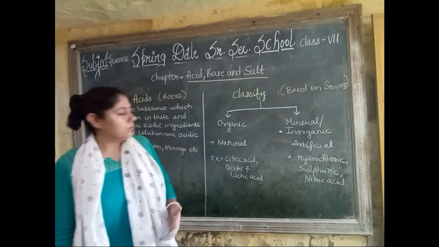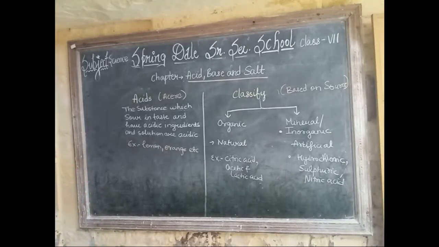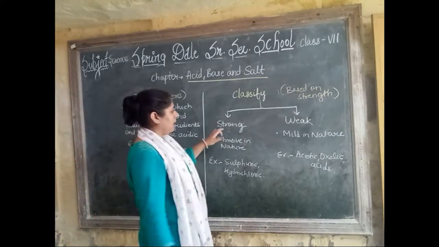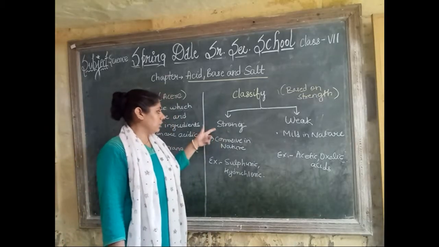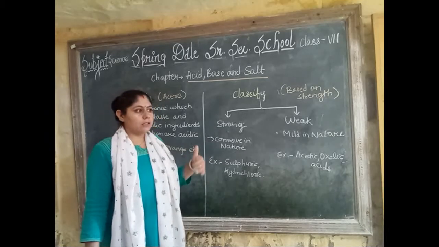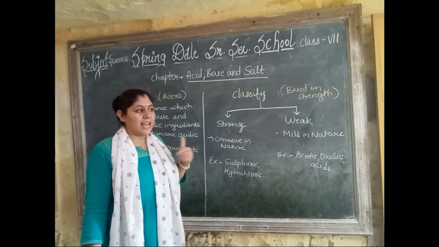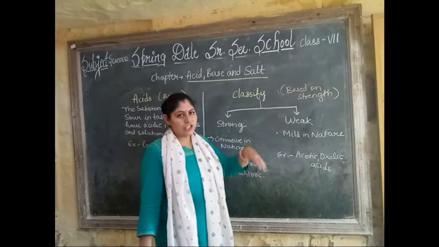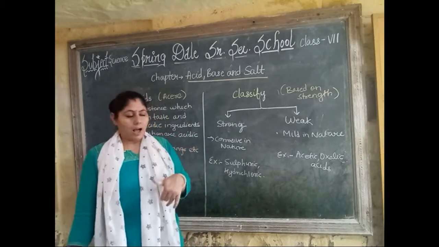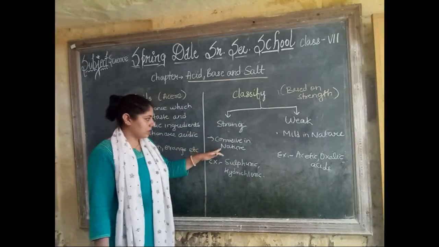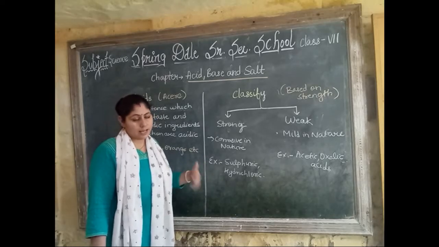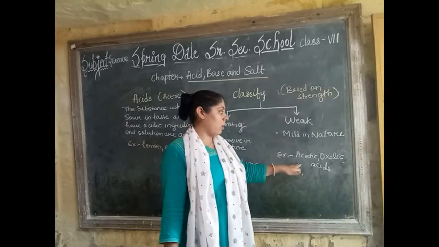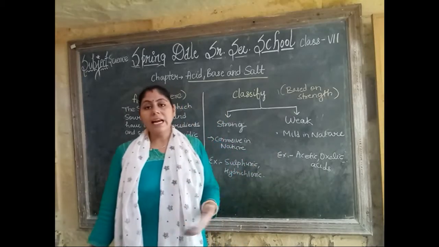Now the acid is classified based on strength, into strong and weak. Strong acids are corrosive in nature, meaning those acids which can burn our skin, and weak acids are mild in nature, acids which we can eat also. Examples of corrosive acids are sulfuric and hydrochloric acid; they can burn our skin. The weak acids, which are mild in nature, like acetic and oxalic acids, as in curd and lemon, we can eat easily.